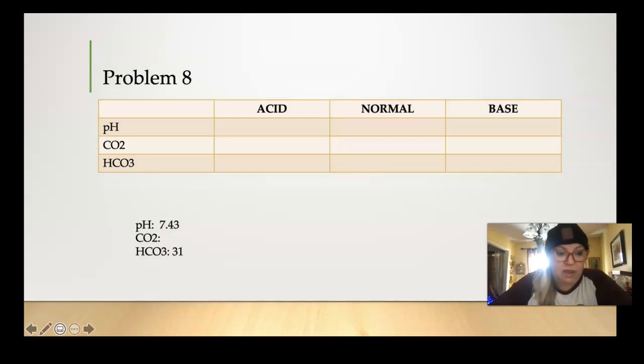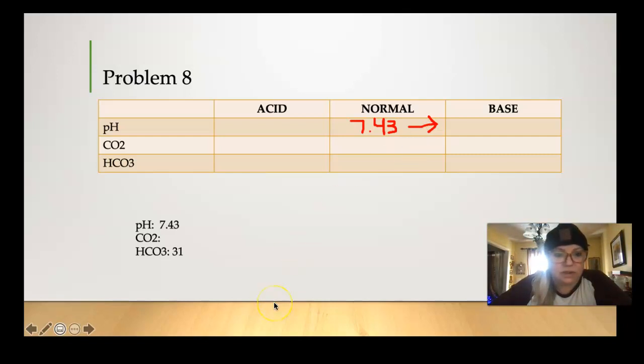Here is problem 8. We have a pH of 7.43. Again, not dead smack in the middle, but in the middle. If you notice, even though it's normal, it is leaning basic. It is kind of leaning that side, but it is normal. So it has been fully compensated.